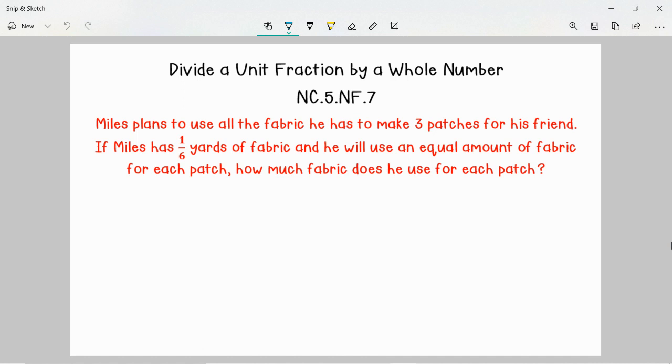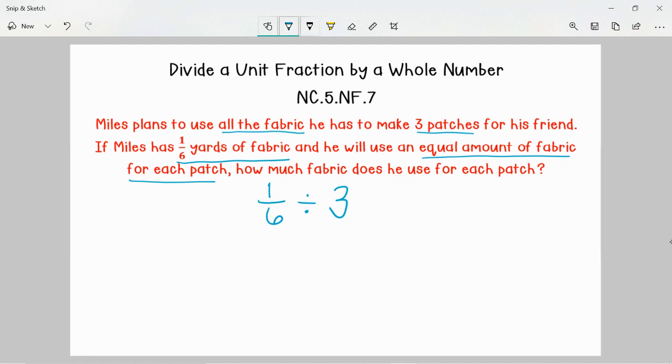So, what we know here is that Miles is going to use all of the fabric that he has to make 3 patches. Well, we know the amount of fabric he has is 1/6 of a yard. And we see that he's going to use an equal amount of fabric for each patch. That lets me know that I need to take the 1/6 of the yard that he has, and I need to divide that into 3 equal parts, because he's going to use that 1/6 of a yard to make 3 patches. And each patch will use an equal amount of fabric.